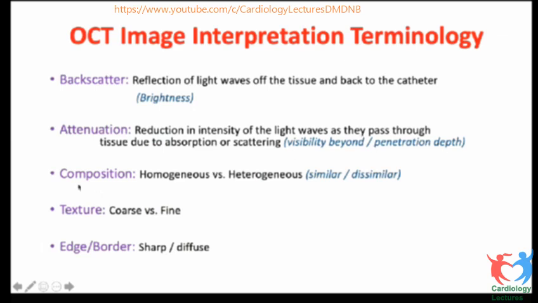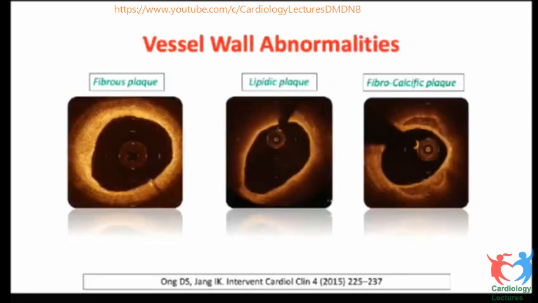The third one is composition. Either it is similar elements, that is homogeneous, or dissimilar elements, that is heterogeneous. The fourth one is the texture, whether it is a coarse texture or a fine texture. And the fifth one is edge or border, whether you have a sharp border or a diffuse border. So use all these parameters to characterize these images.